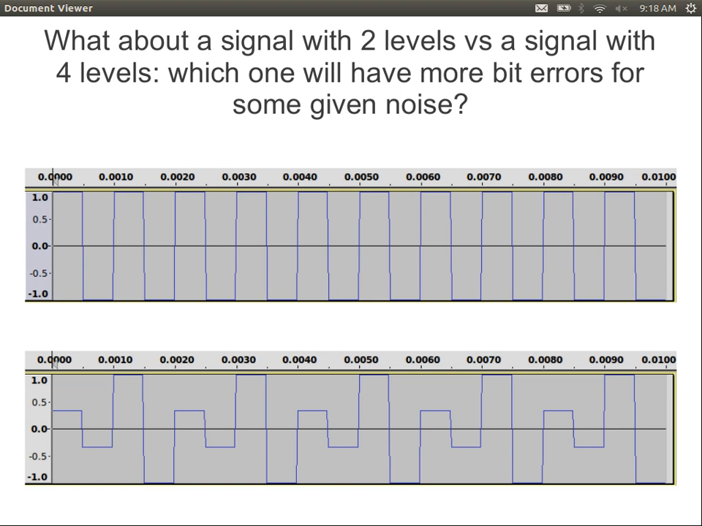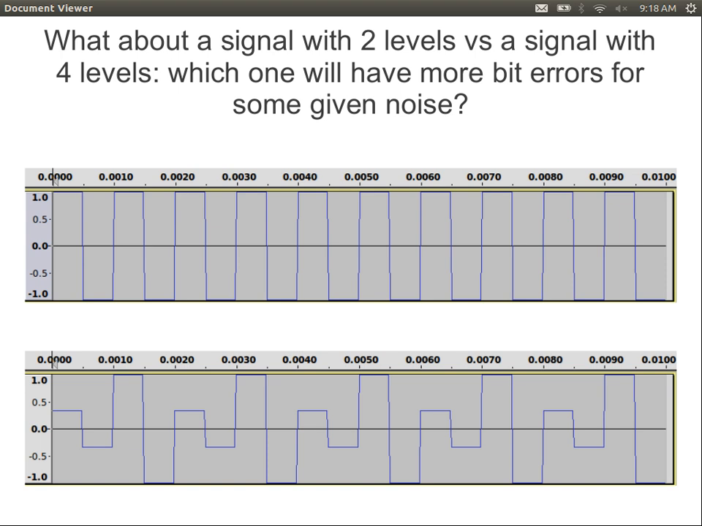Because the receiver looks, we can think, at which level is closest to the received signal. We've got plus 1 or minus 1. If what's received is 0.1, the closest is still plus 1. And therefore, if plus 1 was transmitted and 0.1 was received, then we'd assume it's a bit 0 at the receiver, which is correct.